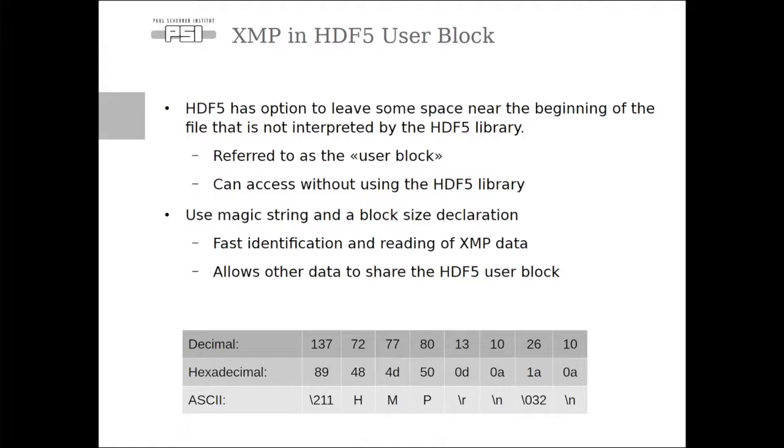The declaration that HDF5 uses to say that it's starting looks a lot like this. It's here, HDF, but because we're putting in XML data, XMP data, we adjusted it to be HMP. So once you get past the HDF5 header string and you get into the user block, then our plugin system looks for this string. And then after that, there will be a declaration of how much space is being used for this XMP block.